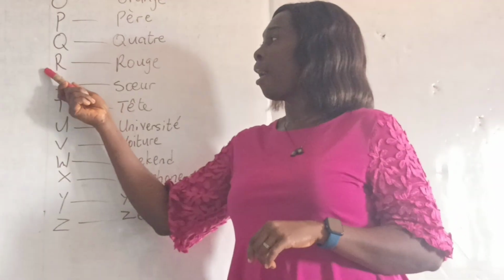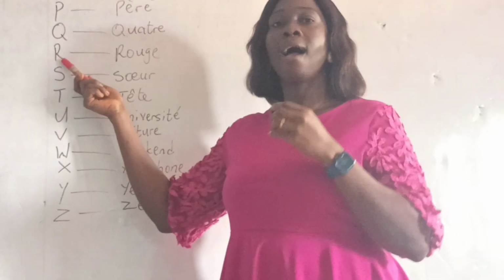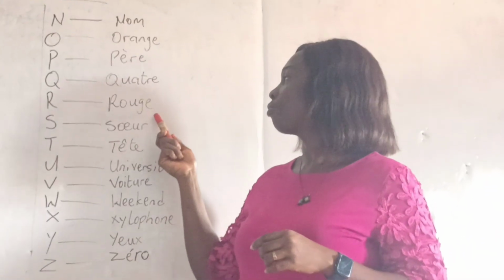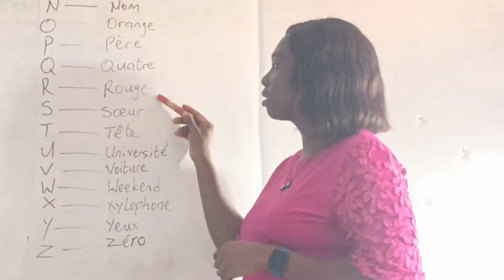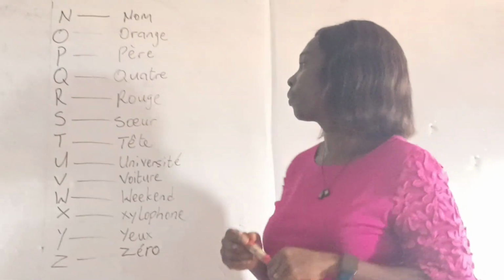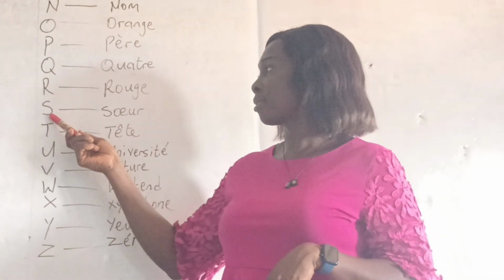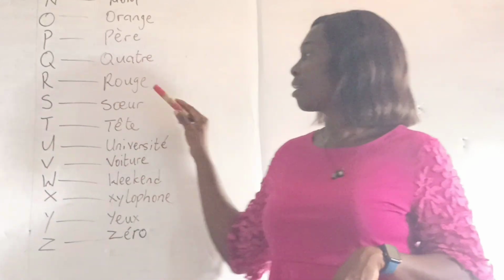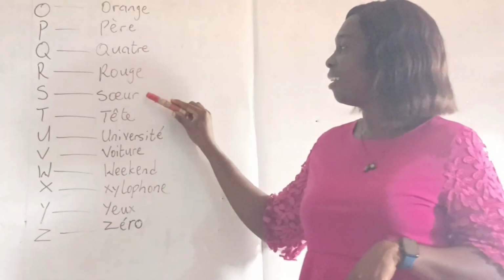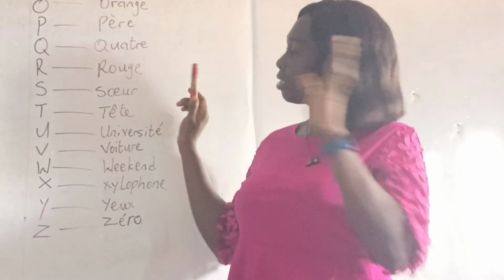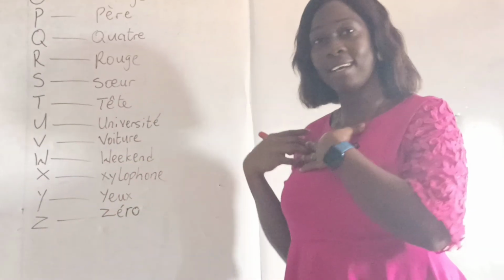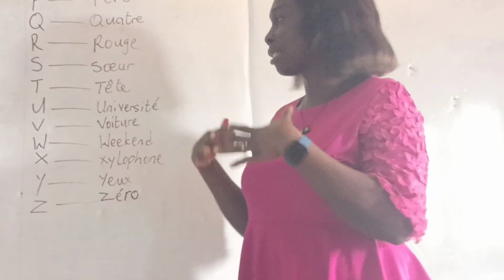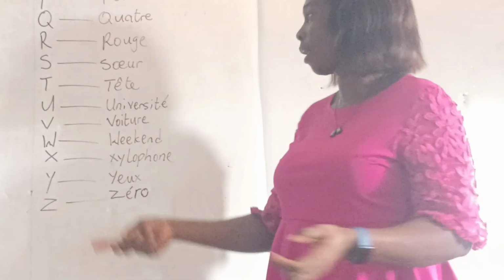Then have R, as in rouge. Rouge means what? Red. S, sœur. Sœur here means what? Sister. Sœur, not the one they put someone in. Sœur here means what? Sister. My sister.